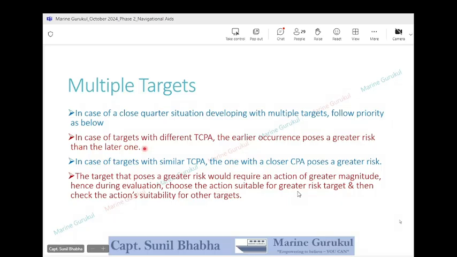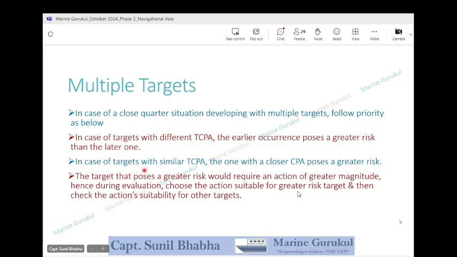In case of targets with different TCPA, that is the time of closest point of approach, the earlier occurrence poses a greater risk than the later one. So we check the TCPA of all the targets. The target having the minimum TCPA, which means earliest occurrence, poses the greater risk than the one whose TCPA is occurring at a later time.